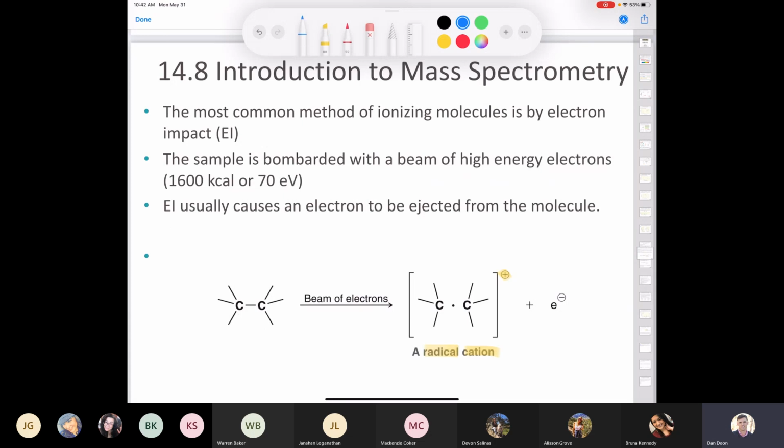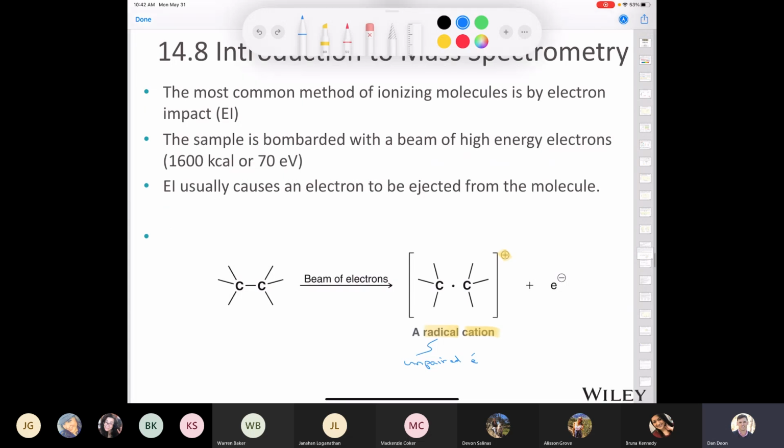Remember that a radical means that you have an unpaired electron. Now, what did I say on the last slide? I told you that the masses of the ions are what are detected and graphed. And so since this is an ion, you will be able to detect it in the mass spectrum because it is a cation. It is an ion. It will be detected and graphed.